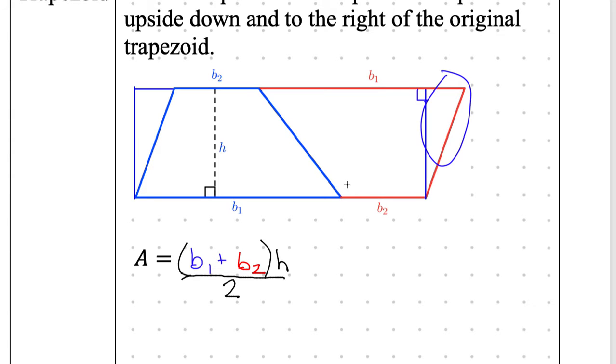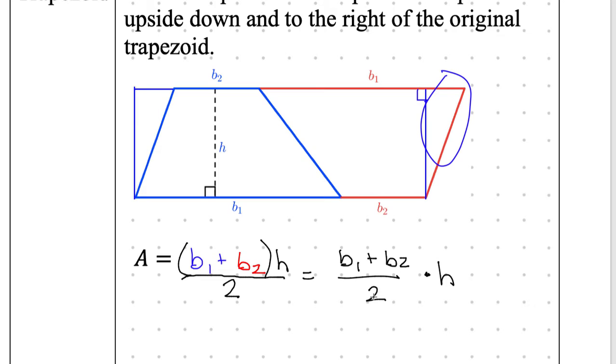Another way to write this that you see in textbooks often is like this: B1 plus B2 divided by 2 times H. There's another way to write it, but you can have it whatever way you want. There's also a cool little thing here. It's another way to think about the problem.